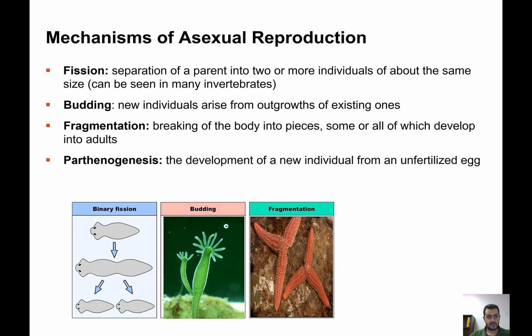Then the next one is parthenogenesis. It is the development of a new individual from an unfertilized egg. And because of that, if we refer back to the meaning of the word parthenogenesis, it means virgin birth, because the egg does not need the sperm for fertilization. So because of that, it is virgin birth.